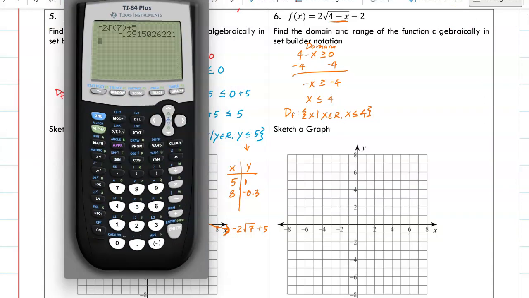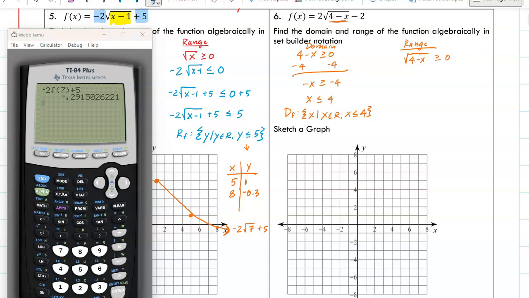Now, let's look at the range. We're going to start off with 4 minus x has to be greater than or equal to 0. Let's see what happens to the radical. You first multiply it by 2. So you multiply both sides by 2, and it becomes 0. And then you're going to subtract 2, so we can determine that y is going to be greater than or equal to negative 2. So the range of the function is going to be y such that y is all real numbers and y has to be greater than or equal to negative 2.